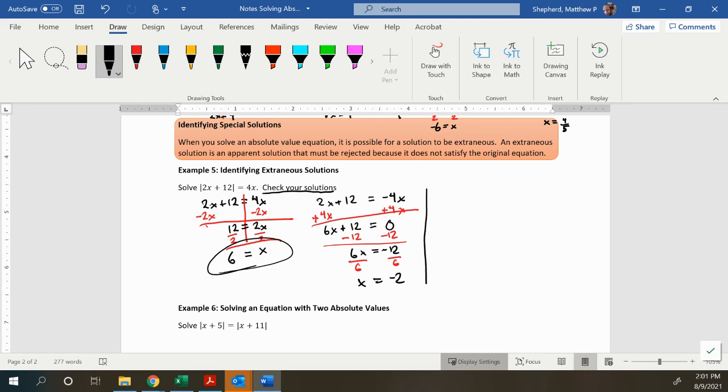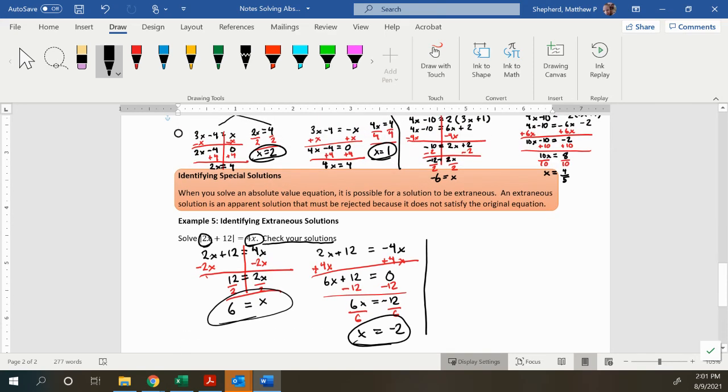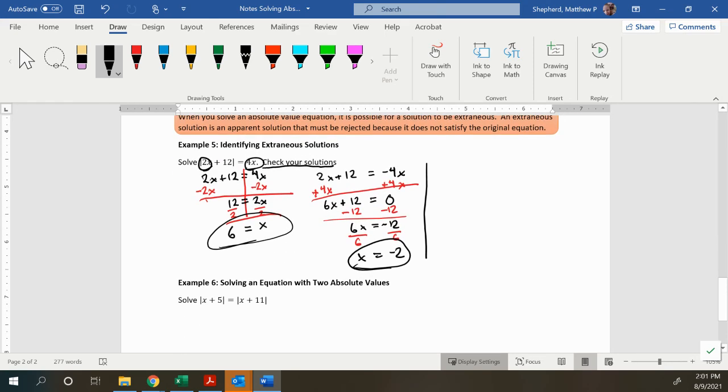Now we're going to quickly check both of those answers because we just got two answers, but maybe one of them is extraneous. The only time you need to check for extraneous solutions is if you've got the variable on both sides of the equals. In those situations, you should probably do a quick check for extraneous solutions. All right, so let's see what happens.